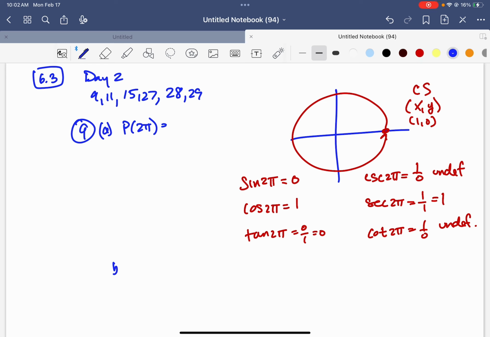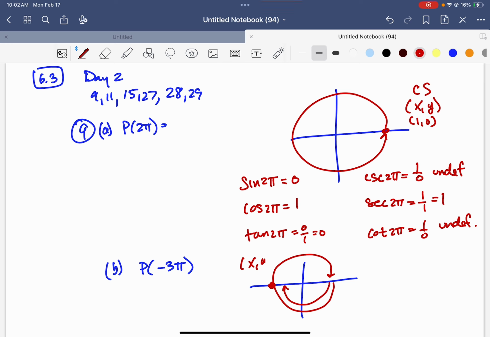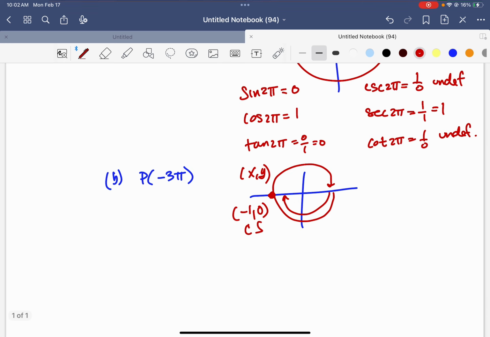And so for B, I'm saying what is the point if I go around negative 3 pi? So here, I first go around in the negative direction, so that's this way, 2 pi. But then I go around another pi, so I'm going to end up over here, where my xy coordinate is negative 1, 0, and that's my cosine, sine.